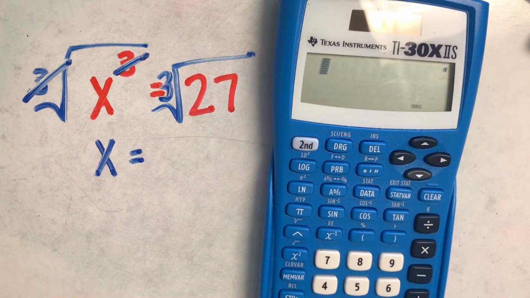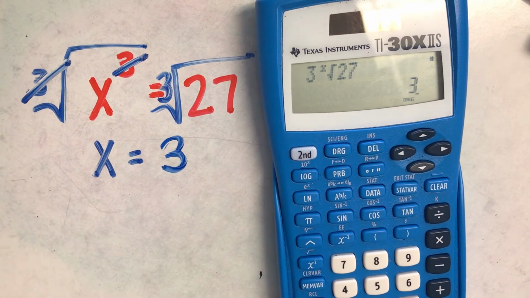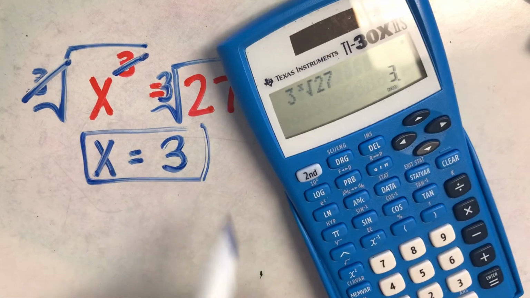And this right here, all you have to do is type in. So I'm going to clear that out. I've got 3, second, caret button, 27 and hit enter. And I've got 3. And thinking back, with cube roots, there's only going to be one solution. Negative 3 would not be a solution to this. Okay, so once you get to this point, you're done.